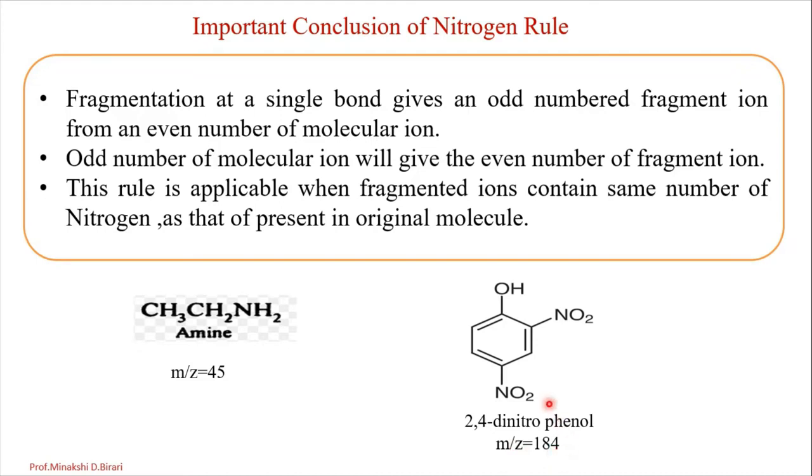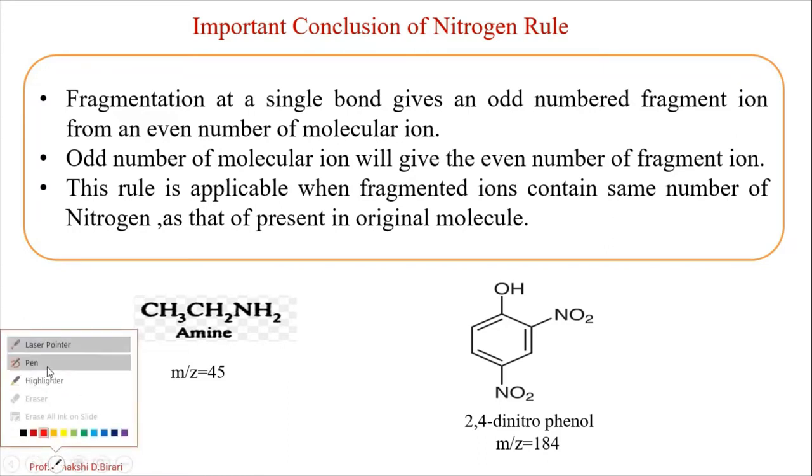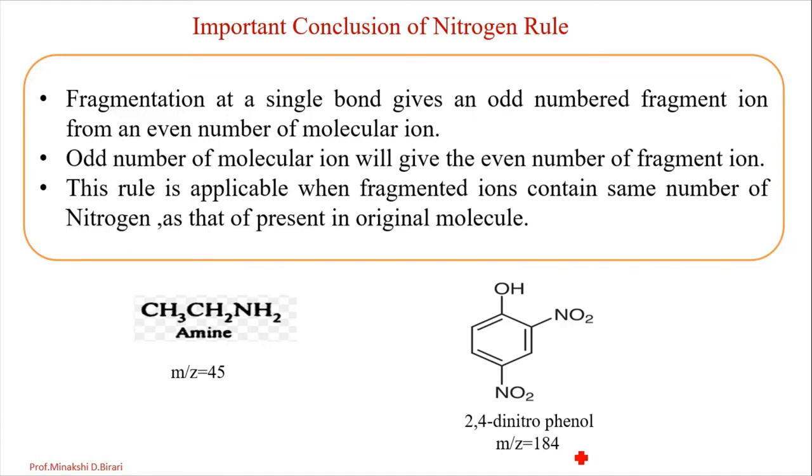So if the mass of the molecule is even, then the number of nitrogens present in the molecule should be even, or 0. So here there are two nitrogens, and the molecular ion peak is also observed at 184, which is also even. The number of nitrogens present in this example is 2, and this value is also even.